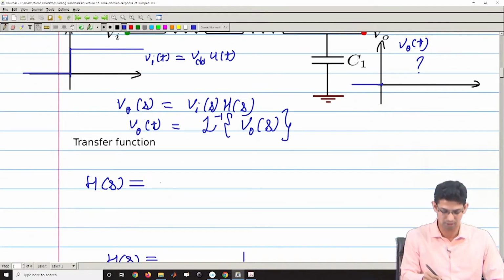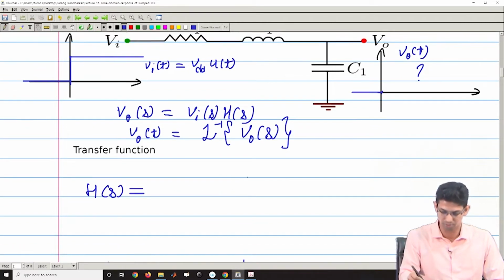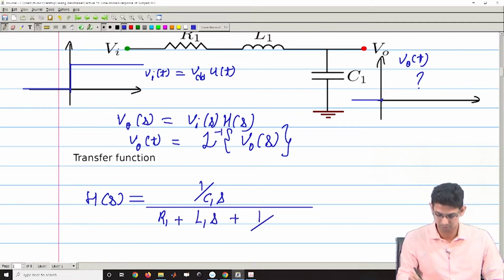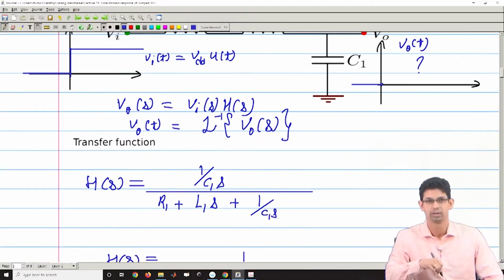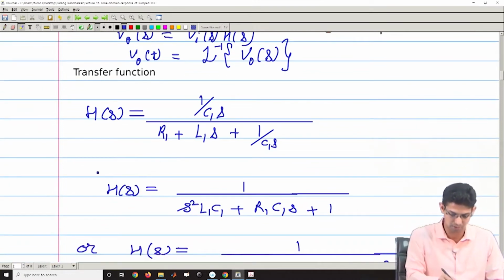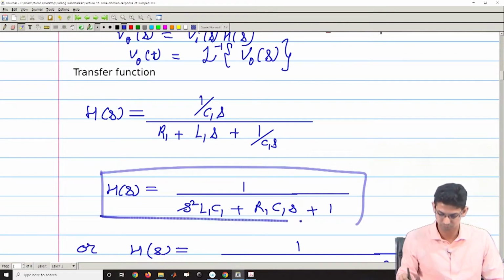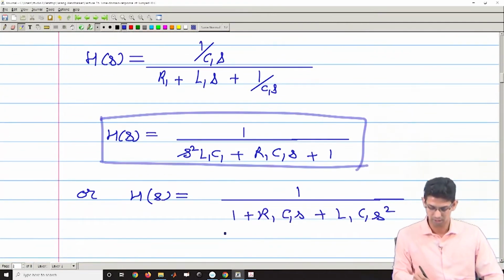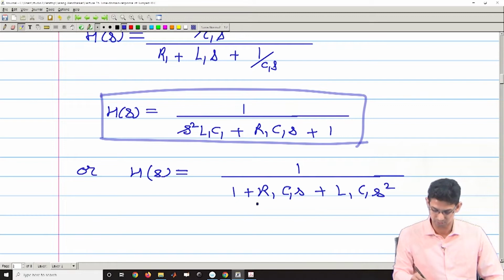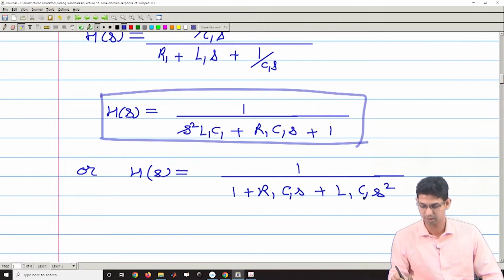So, my transfer function H of S is given by what? So, this will be 1 by C1s whole divided by R1 plus L1s plus 1 divided by C1s, and then if I rearrange, I will get a term like this. So, my H of S is this. I can change the order here. So, I can write this in increasing orders of S. So, I will get an expression like this. So, H of S is 1 divided by 1 plus R1 C1 S plus L1 C1 S square.